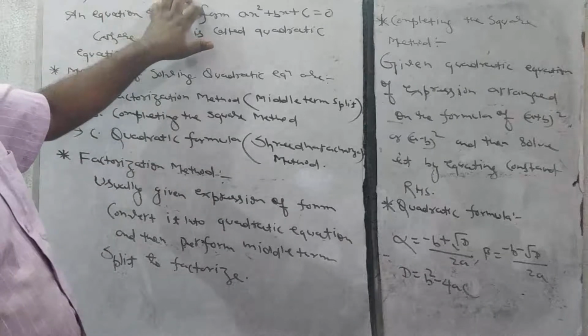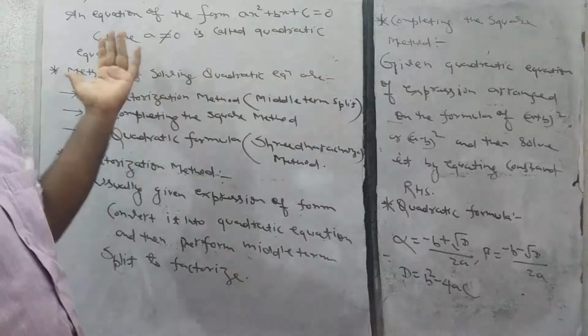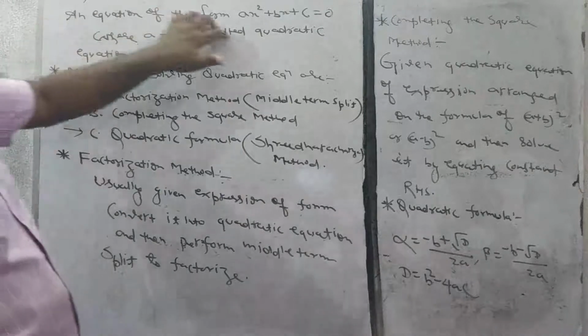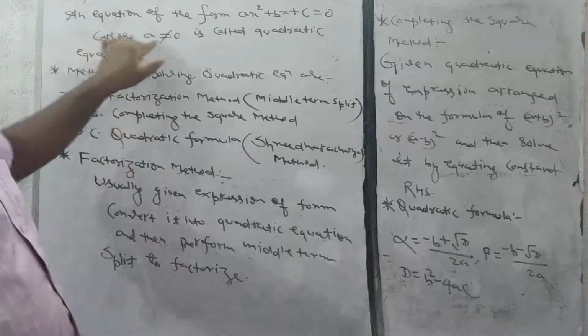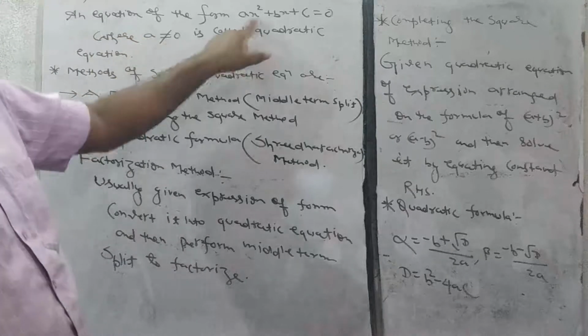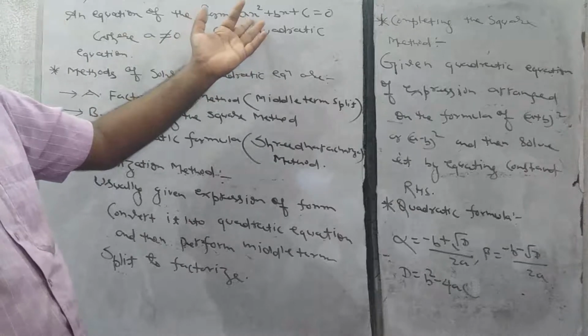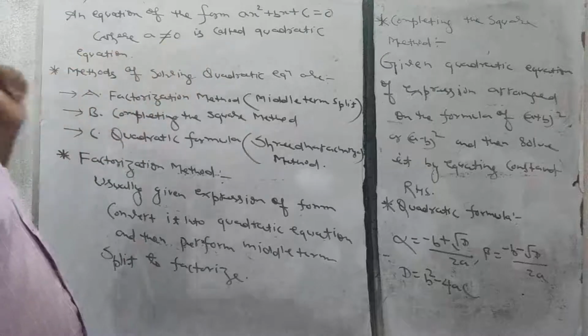And the word equation itself notifies that there must be equal to 0. Equation means LHS is equal to 0. So an equation of the form ax square plus bx plus c is equal to 0, where a not equal to 0. If a is equal to 0, then it is not a quadratic equation. X square vanishes, then it converts into a linear equation, so it's called quadratic equation.